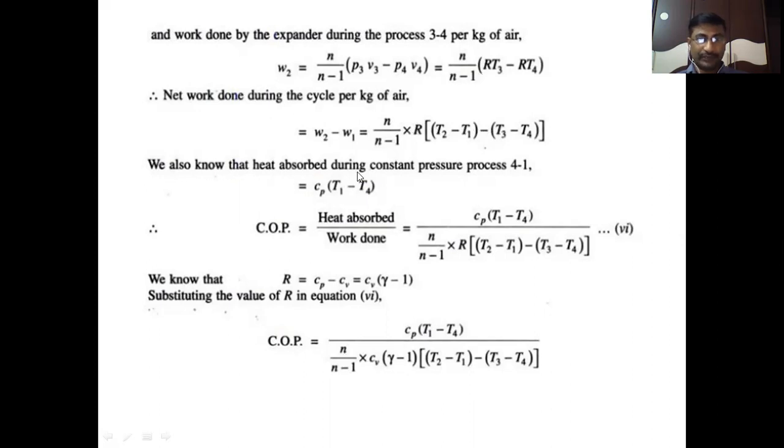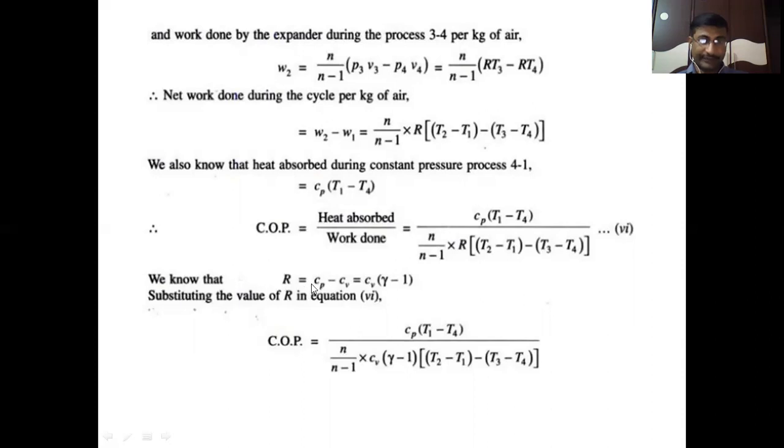We also know that the heat absorbed during the constant pressure process 4-1 is Cp into T1 minus T4, already written in the previous slides. Therefore, COP equals the heat absorbed by the refrigerator divided by the net work done on the system, which is Cp into T1 minus T4 divided by n by n minus 1 R into T2 minus T1 minus T3 minus T4. This COP formula is taken as equation 6.